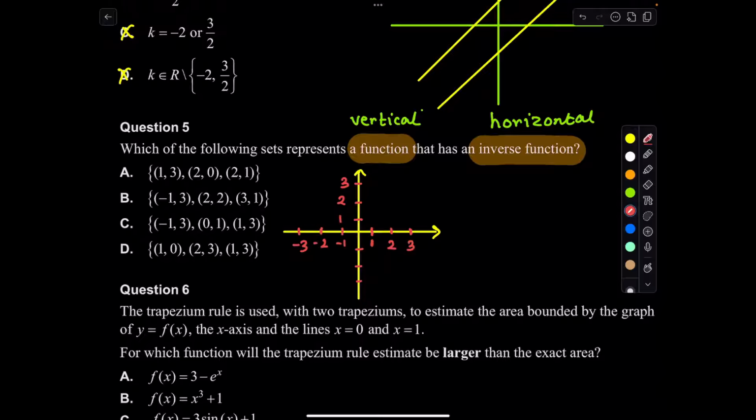Okay. Now let's just plot the first point, yeah? Let's do the first one. Check the first answer. It says 1, 3. So 1, 3 is this point over here. The next one is 2, 0. 2, 0 is right over here, as you can see. And the next one is 2, 1, which is over here. Okay. First of all, let's check if it passes the vertical line test to check if it's a function.